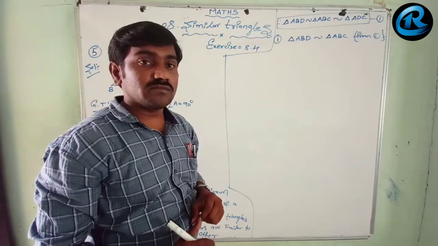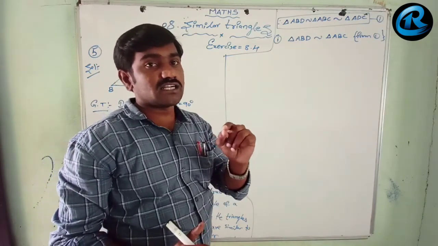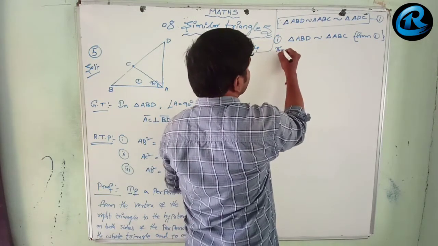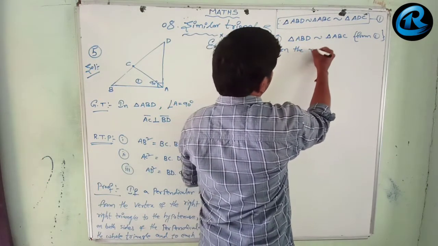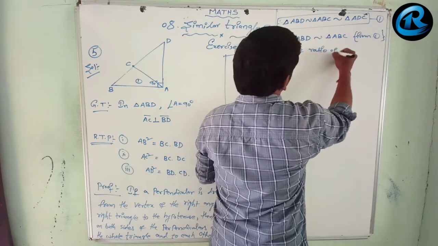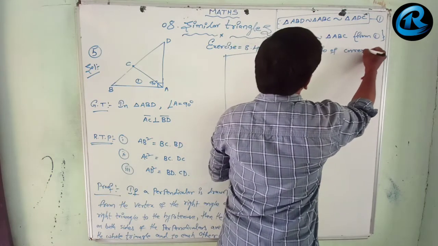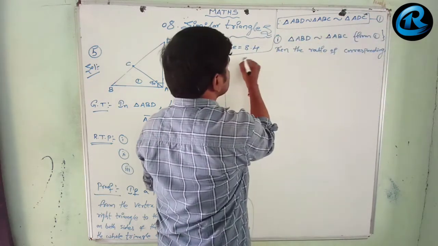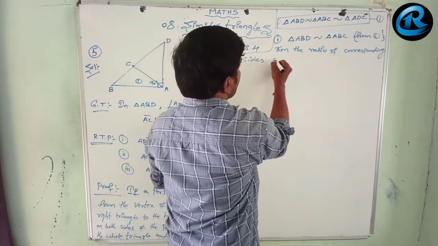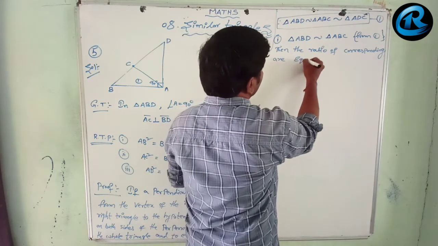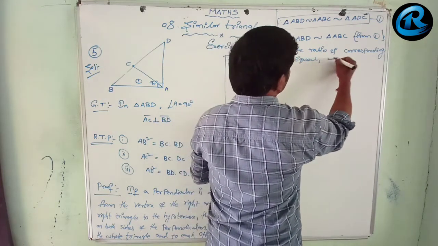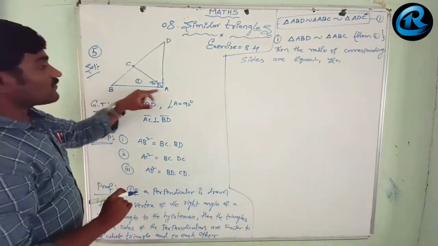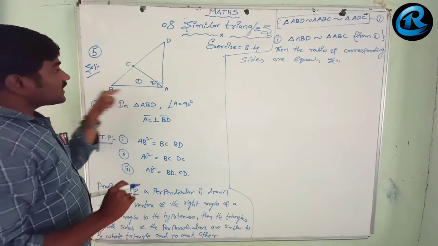If two triangles are similar, the ratio of the corresponding sides will be equal, no? If two triangles are similar, then the ratio of corresponding sides are equal. So we can write now the ratio of their corresponding sides of triangle ABD and triangle ABC.